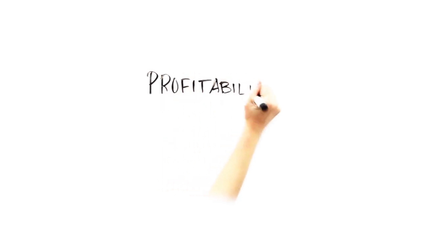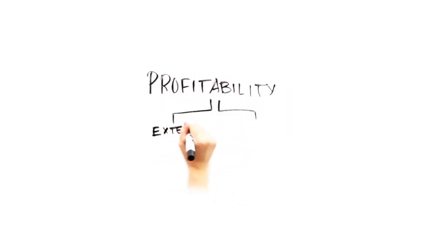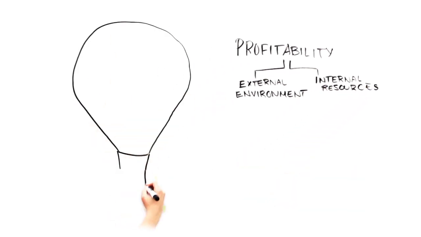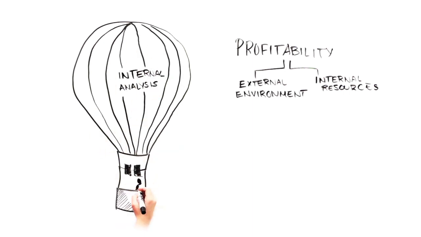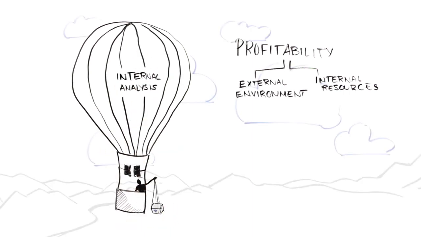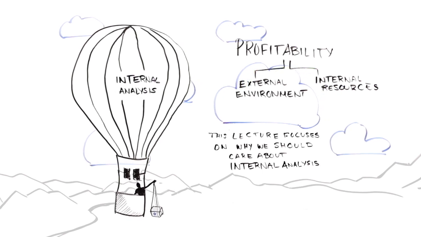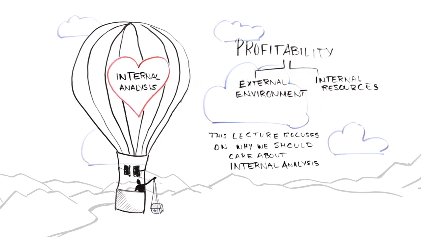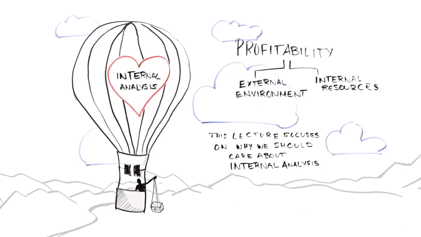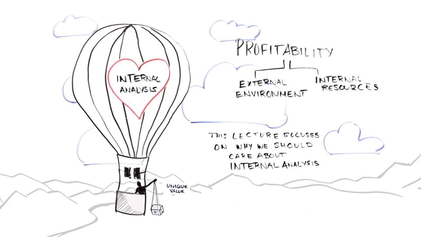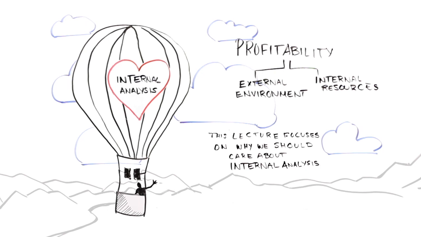A firm's profitability is fundamentally driven by two factors: the external environment, or the industry in which it competes, and the firm's internal resources and capabilities, which allow it to deliver unique value to customers within that industry. This lecture focuses on understanding why we should care about internal analysis, or the analysis of a firm's resources and capabilities that allow it to deliver unique value to its customers.